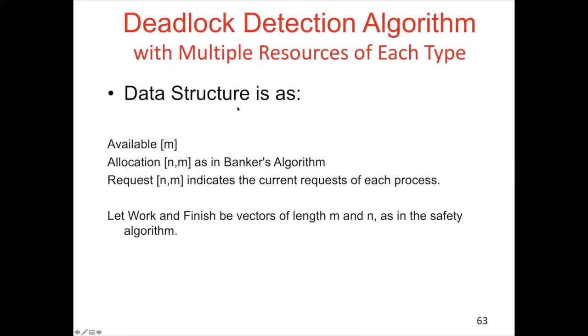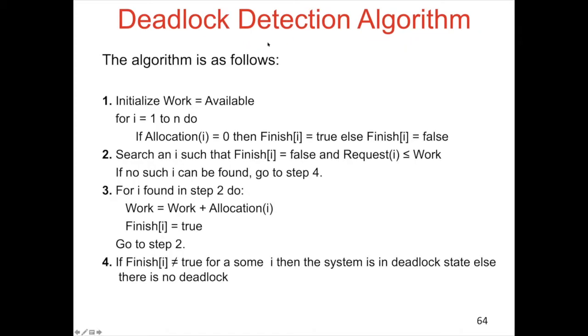The required data structure is as follows. We have available (M), allocation (N×M), and request (N×M), same as in the Banker's algorithm. And also we have work and finish vectors of length M and N, as in the safety algorithm used in the Banker's algorithm. The algorithm is as follows.